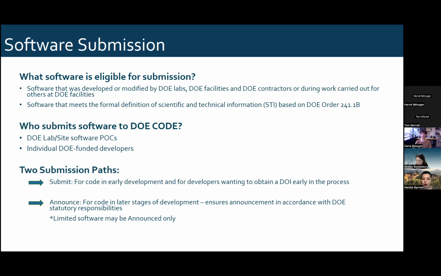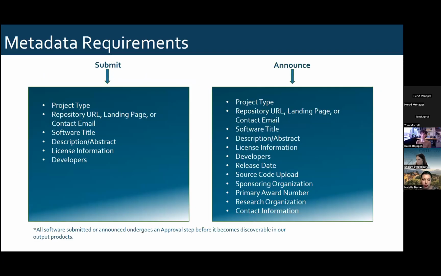The submission path is for code in early stages of development, and if you want to obtain a DOI early in the process. The announcement, that is actually what ensures you're in accordance with your DOE responsibilities when you announce that code. And then with our latest deployment, the limited software, that one can only be announced, not submitted.